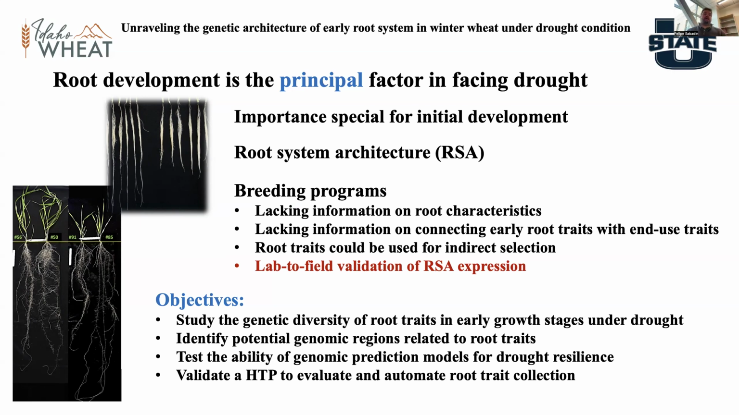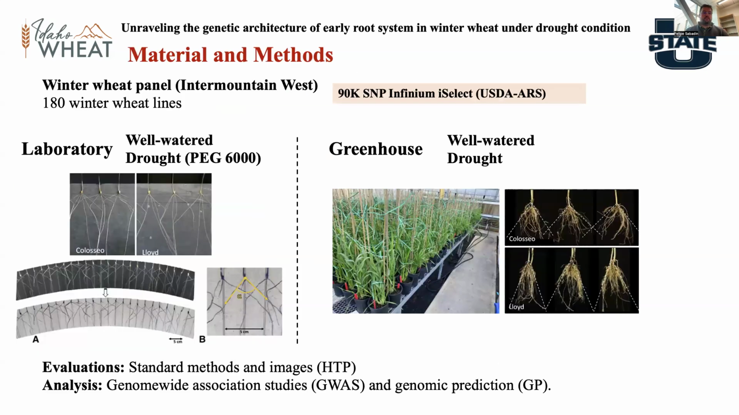This is why I want to develop this project. I want to understand a little bit more about the genetic diversity that we have for root traits and how we could explore this genetic diversity to develop better and more resilient wheat varieties. For that, we are going to use genomic information, high throughput phenotyping, all these new tools together to try to understand this system better.